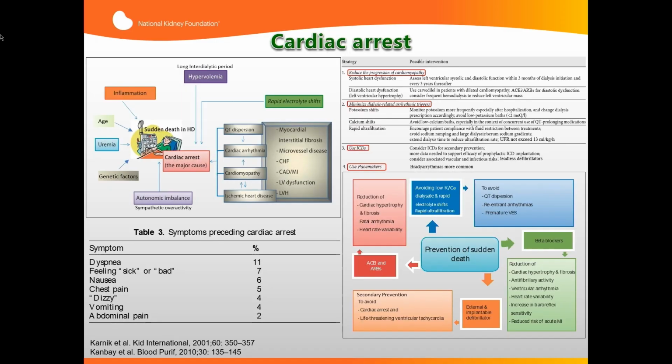And this is just a schema to show you what I just told you. That's my last slide.